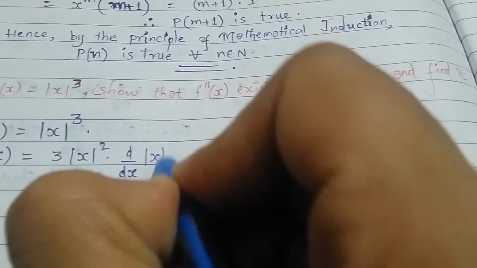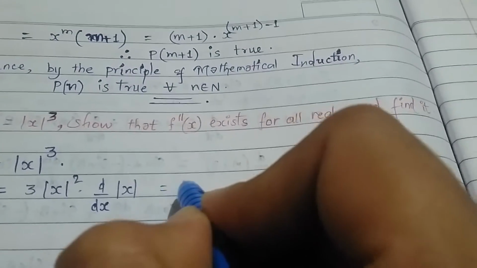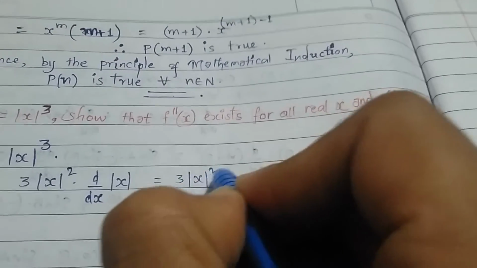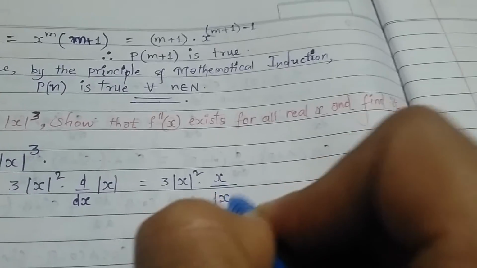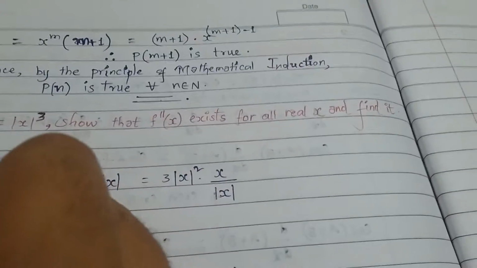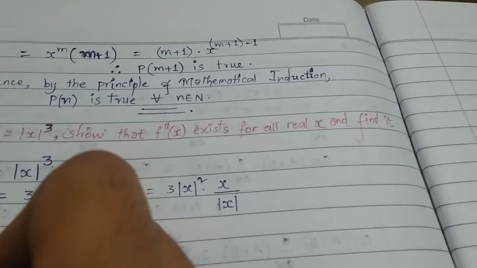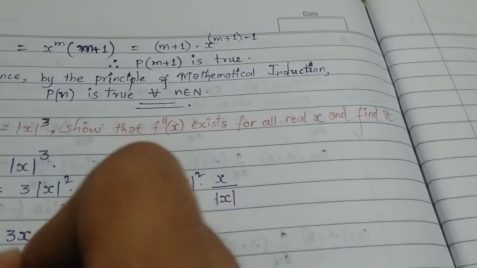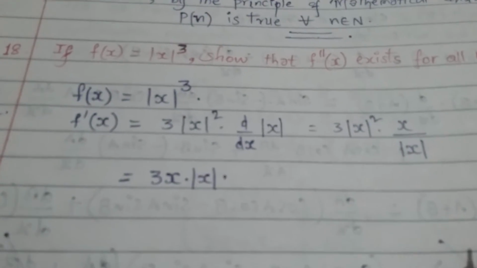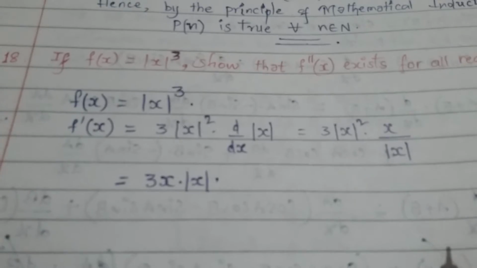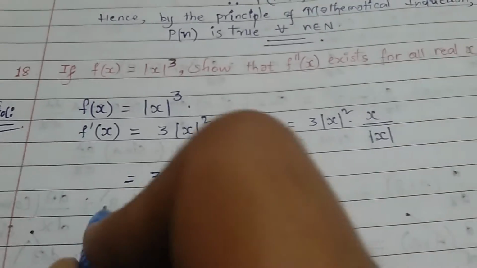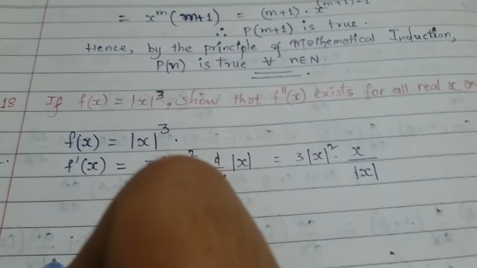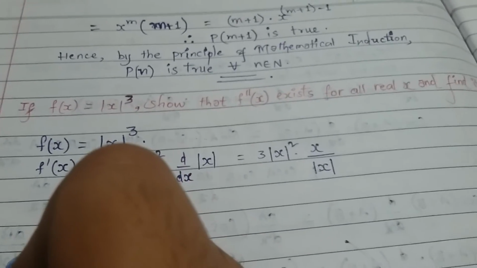of mod x, and this can be written as 3 into mod x whole square into d by dx of mod x is x by mod x. So this can be taken as 3 into x into mod x, which is f dash x, and we shall check whether f dash x exists for all real values of x or not. So especially at x equal to 0, we shall check here.